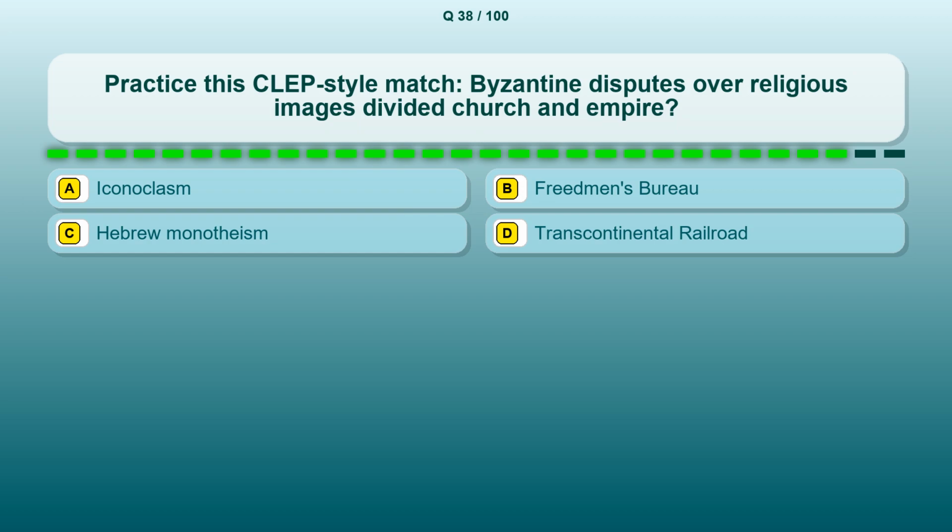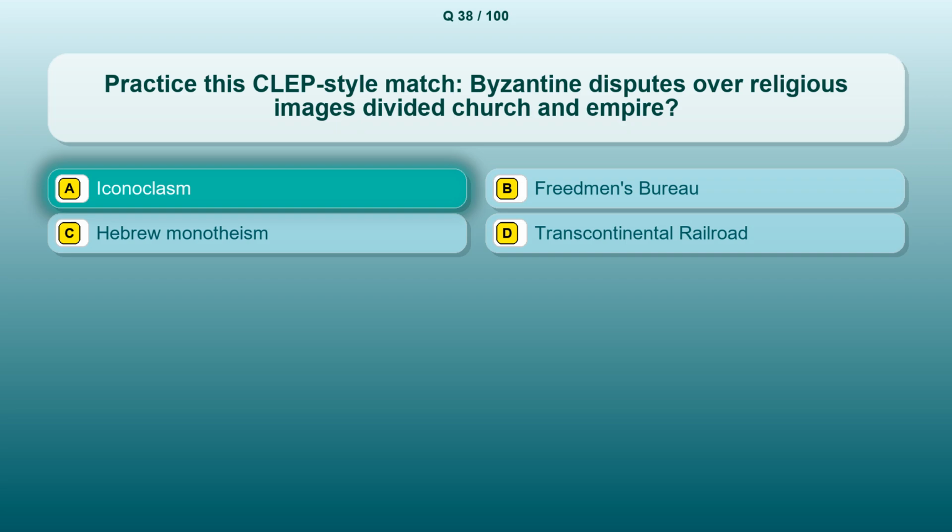Question 38. Practice this CLEP-style match. Byzantine disputes over religious images divided church and empire. Option A, Iconoclasm. Option B, Freedmen's Bureau. Option C, Hebrew monotheism. Option D, Transcontinental Railroad.